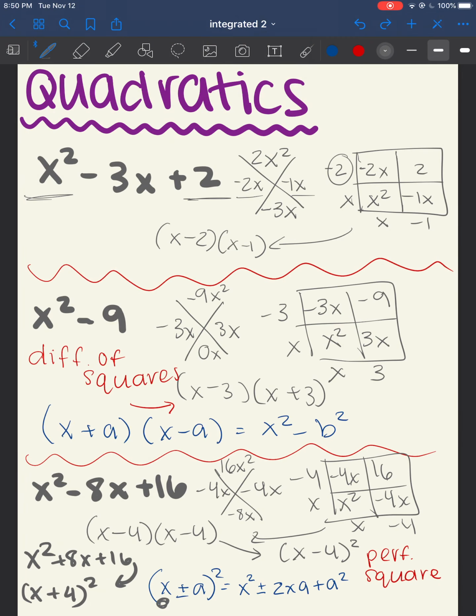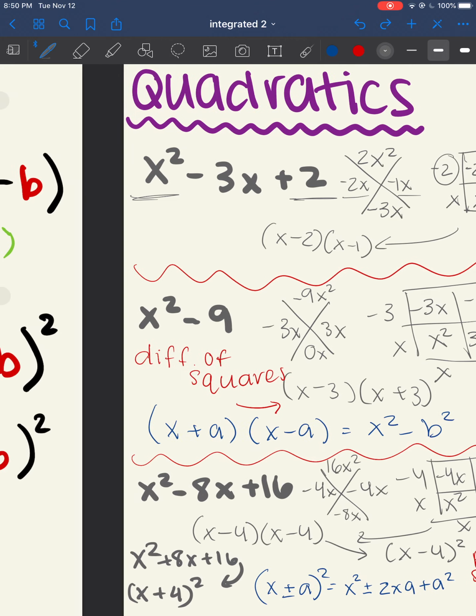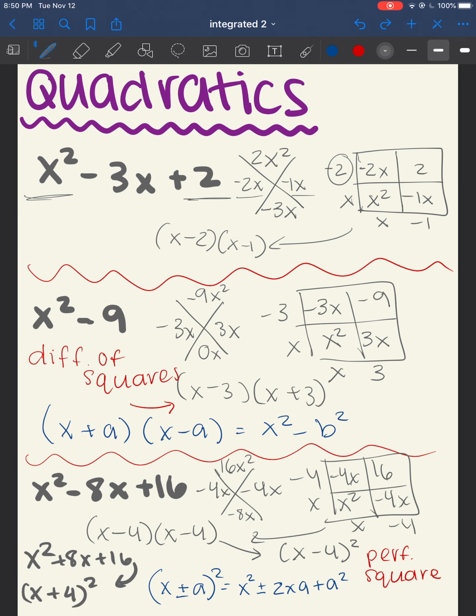So those are the 3 quadratics. This one doesn't have a name, it's just regular. And then you're going to have non-factorable ones later, but you don't have to worry about that yet. So if you can factor it, these are the 3 different types of factors that you'd get.